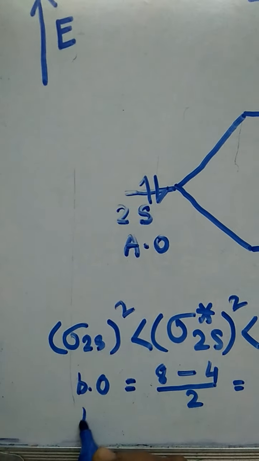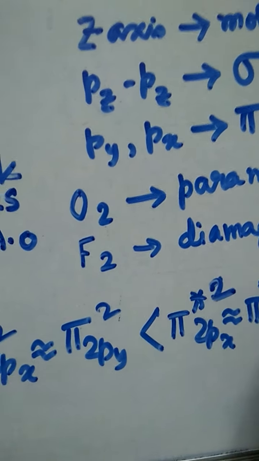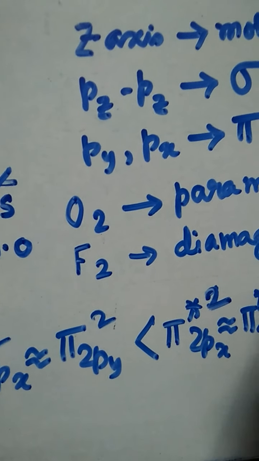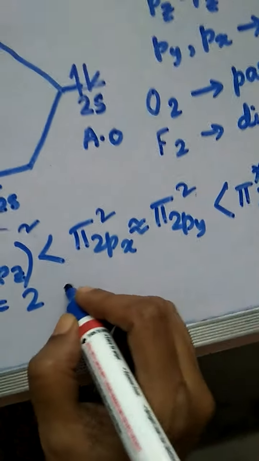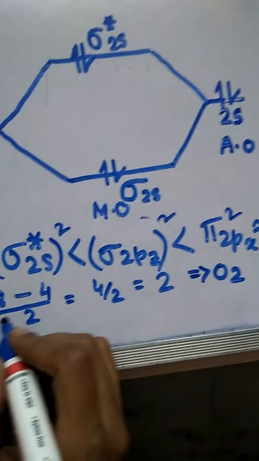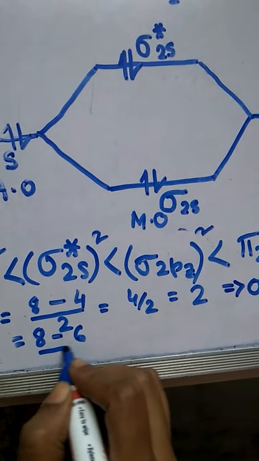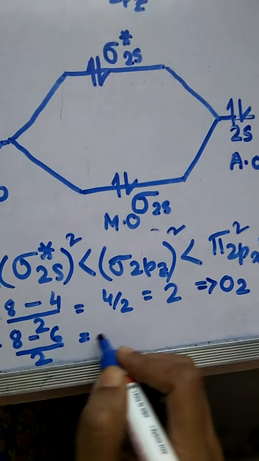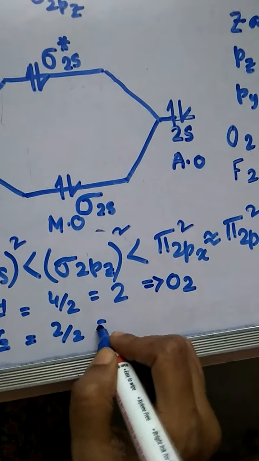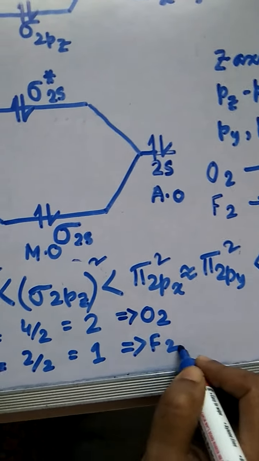And what will happen to the bond order for fluorine? In fluorine, this pi star will be 2 instead of 1. So what will be the bond order? This was for oxygen. Now 2 more antibonding electrons are there, that means 8 minus 6 divided by 2 is equal to 2 by 2 is equal to 1. So bond order of fluorine is 1.